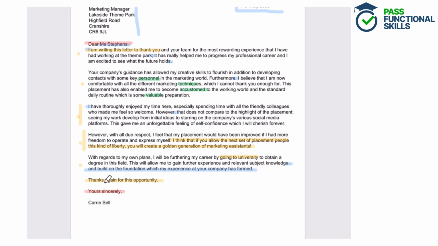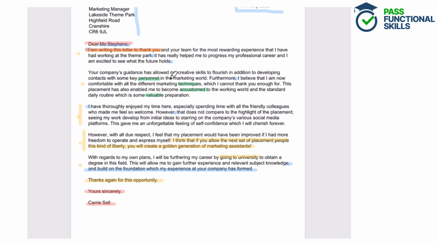And then finally, after yours sincerely, we have Carrie Sell, so the name of the sender. So you need to be using all of these features whenever you write a letter to get full marks for formatting and organisation. You also need to use cohesive paragraphs that follow one another. So the first paragraph is introducing what the letter is about. So writing this letter to thank you.